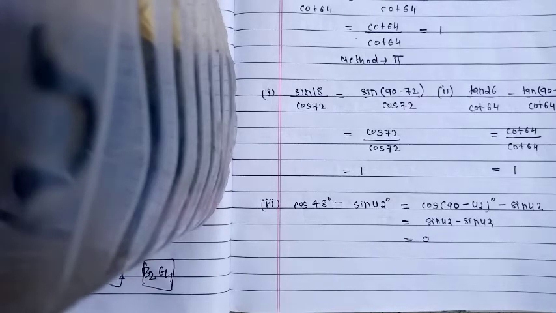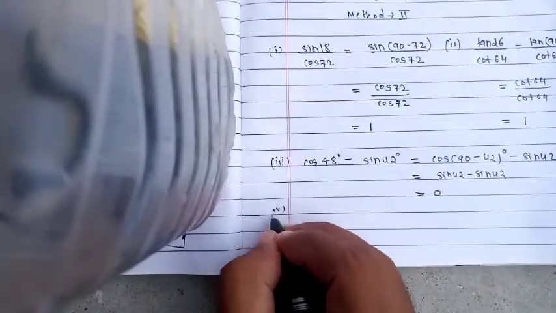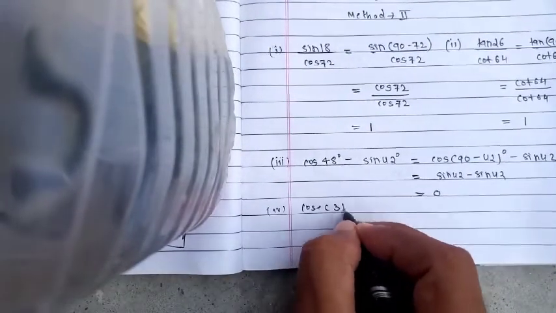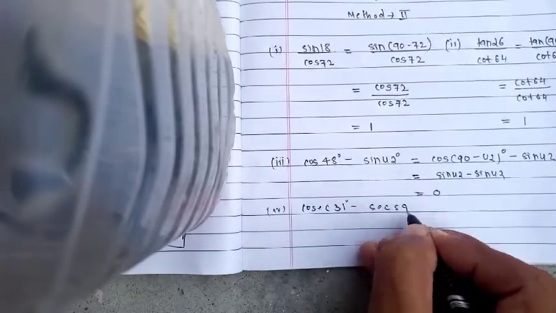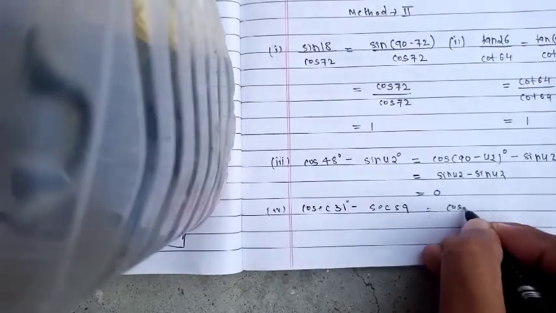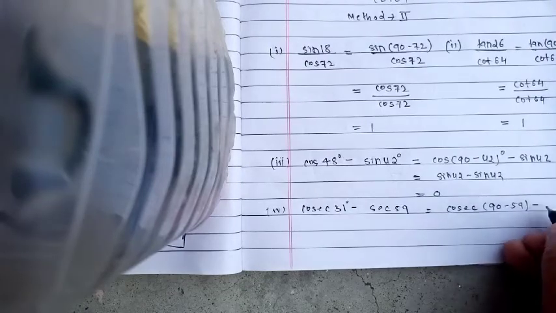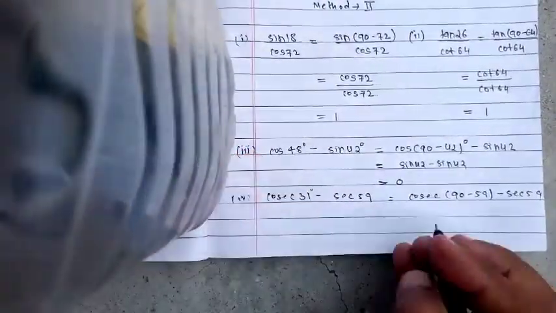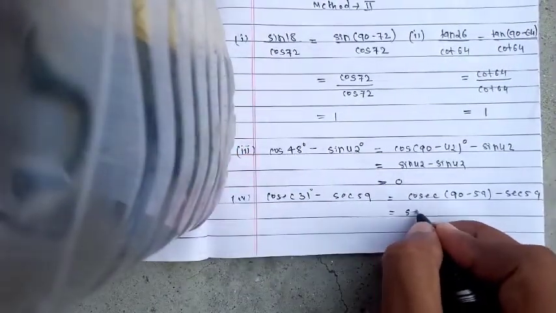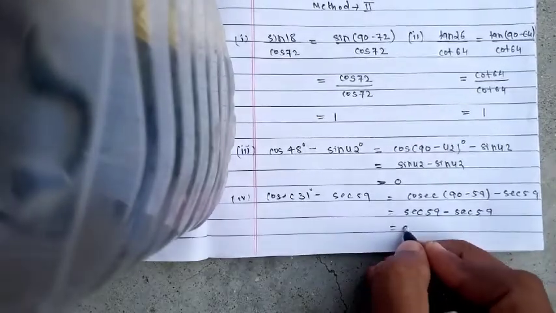Next one is also the same, the fourth one: cosec 31 minus sec 59, both in degrees. So this you can write as cosec of 90 minus 59 minus sec 59. Now you can replace this as sec 59 minus sec 59, which is equal to 0.